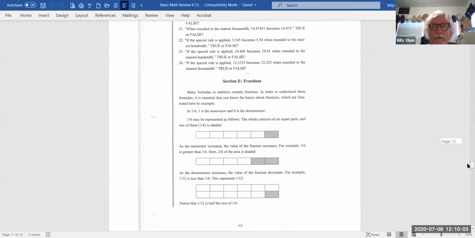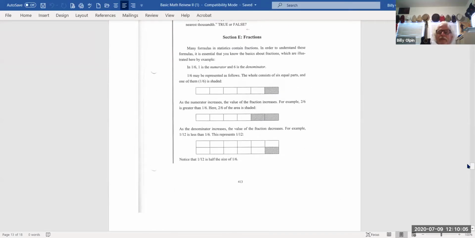And now we're going to move on to section E, which is fractions, right? And fractions are basically division. All right, so 1 over 6, 1 over 12, those are division problems, right? The number on top is the numerator. The number on the bottom is the denominator. Hopefully, I don't think this is new to anybody. And the bigger the denominator, the smaller the pieces, right? So 1/12 has twice as many pieces as 1/6.